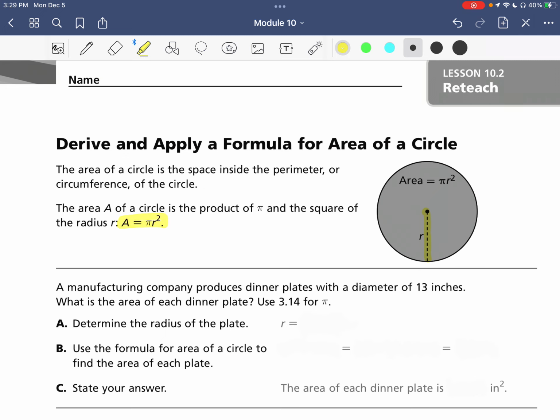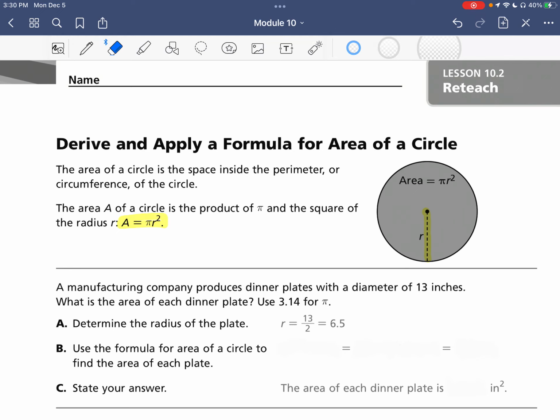All right, we have a manufacturing company that produces dinner plates with a diameter of 13 inches. What is the area of each dinner plate? Use 3.14 for pi. So that first step is going to be to figure out what the radius is. So our radius, cut in half, divided by 2, is going to be 6.5.